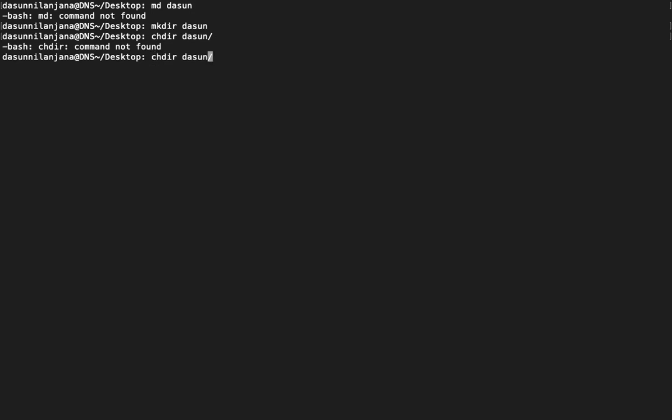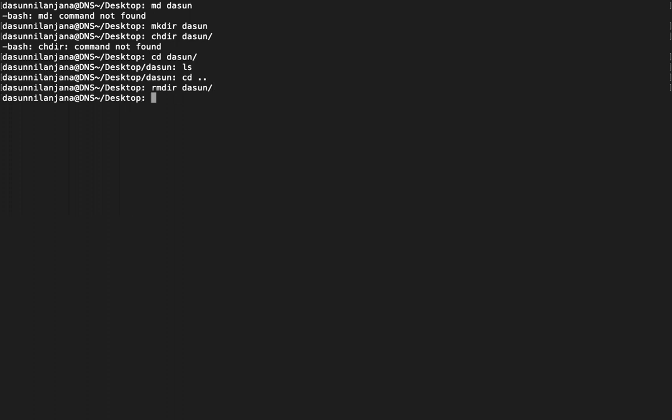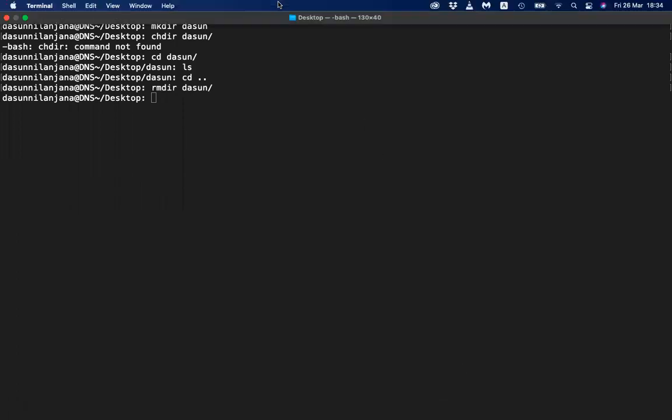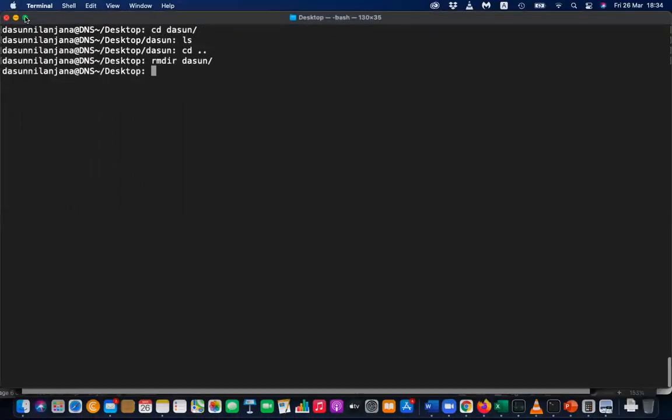CD. You're inside the folder, LS, nothing is there. CD double dot to go back, and to delete, RMDIR. So like this, everything is a command. When you turn on the computer, after that everything will be a command. So that is the initial, third generation operating systems.